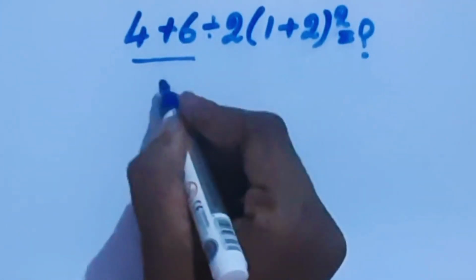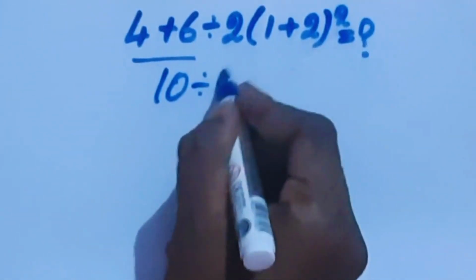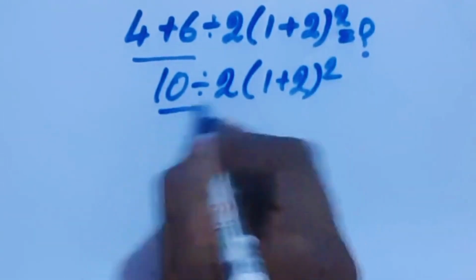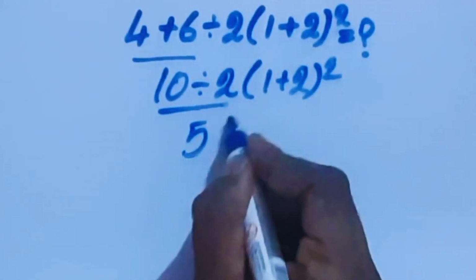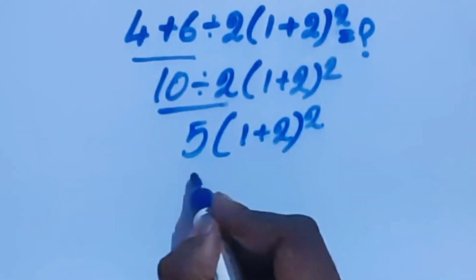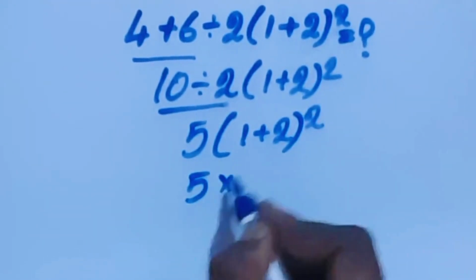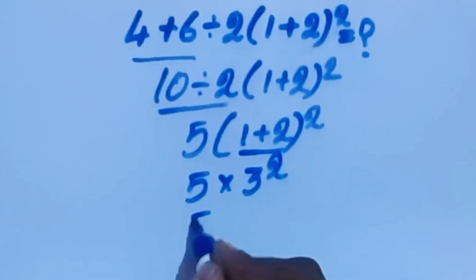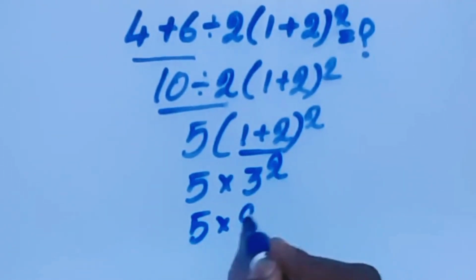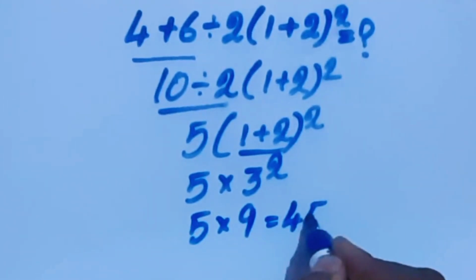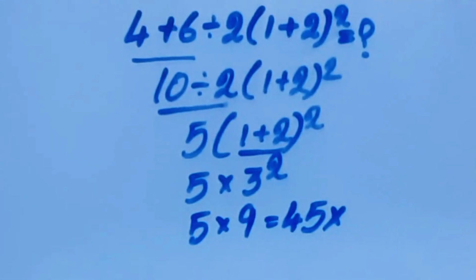Hi guys, here 4 plus 6 is 10 divided by 2 times (1 plus 2) in brackets, whole squared. Here 10 divided by 2 is 5 times (1 plus 2) in brackets, whole squared. Here 5 times (1 plus 2) is 3 squared. Here 5 times 3 squared is 9. Here 5 times 9 is 45, which is the wrong answer. As per the order of operations, this 45 is the wrong answer.